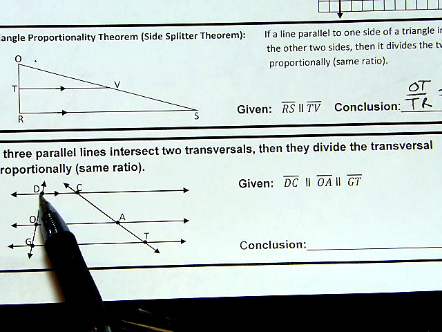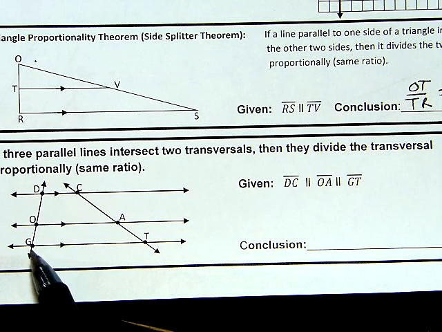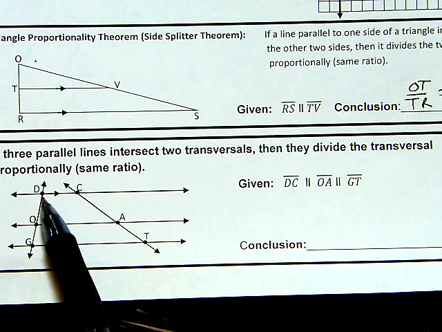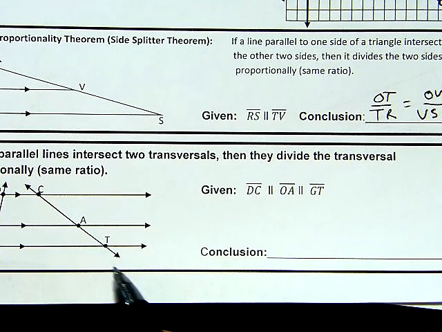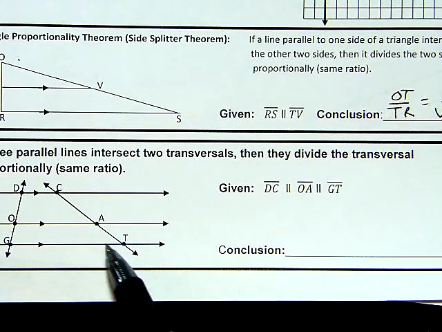line segments. The one that's from the top line to the bottom line, which is DG, has been divided into DO and OG. And similarly, on the second transversal, the largest line segment, which is CT from the top to the bottom, has been divided into CA and AT.